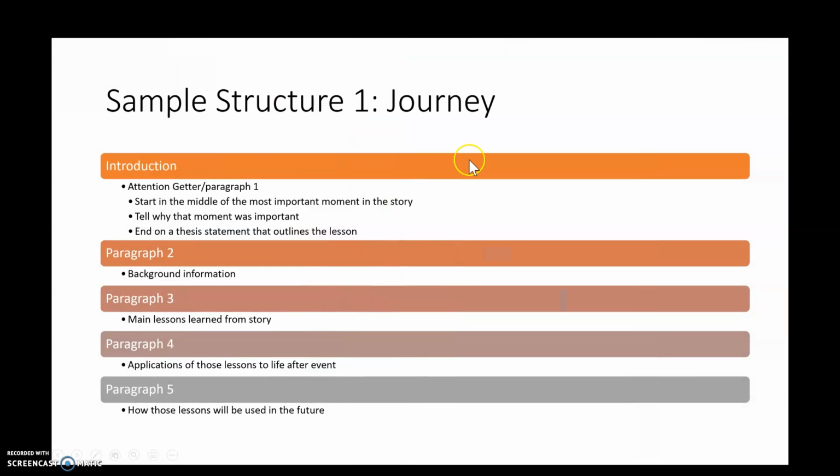Some common structural approaches for narrative essays, which apply to speeches as well, are on the next couple of slides. So one sample structure is called the journey. In your introduction, you start with your attention getter, and start in the middle of the most important moment of the story, and then tell why that moment was important, and then end on your thesis statement. Your second paragraph will talk about any background information, any context, kind of the before of the story. Then the third paragraph, you'll talk about main lessons that you learned. From there, you can talk about applications of those lessons, how you use the lessons in life afterward, and then you explain how you might use those lessons in the future.